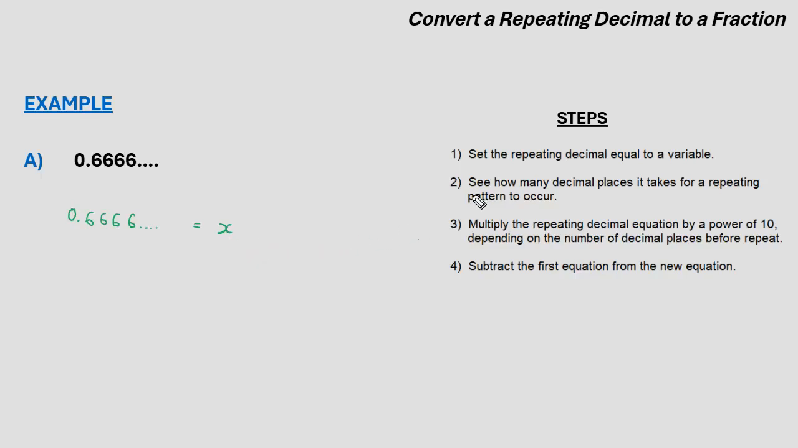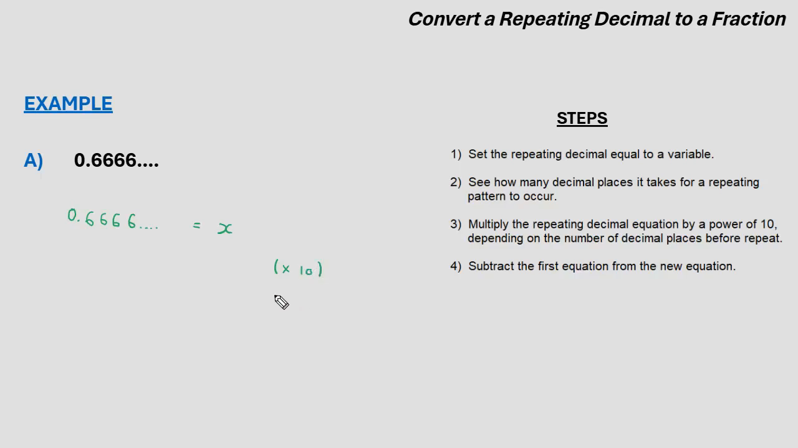Now, for step 2, we look for how many decimal places it takes before a repeating pattern occurs. With this simple repeating decimal, it's just one decimal place, and then we have repeating 6s, one after the other. Now the importance of that is that we multiply a repeating decimal by a power of 10, depending on how many decimal places it took before the repeat. It just took 1, and 10 to the power of 1 is just 10.